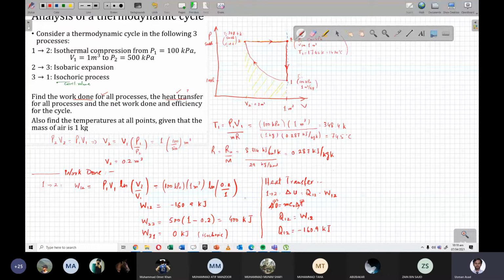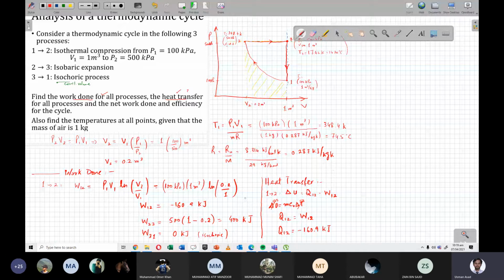In process 1 to 2, I have tried to compress the gas, and I have ensured that even though I am compressing it, I don't want it to heat up. Okay? In this compression, I actually had to apply work myself. The gas was not giving me any work. I had to do work on the gas. So hence the work done has a negative value. I had to do 160.9 kilojoules of work on the gas.